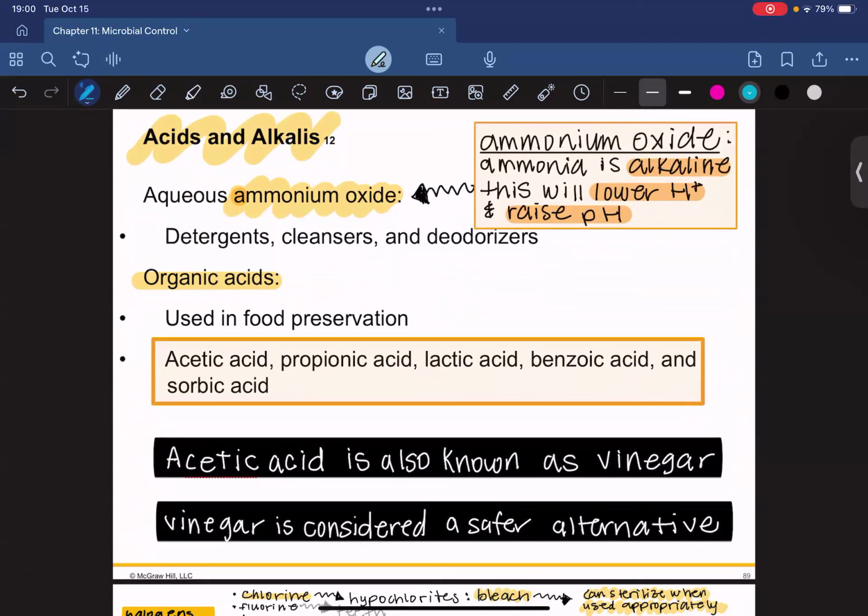Lactic acid is, what is happening? Oh, thanks a lot. Tell me I have lab in 15 minutes, thanks.